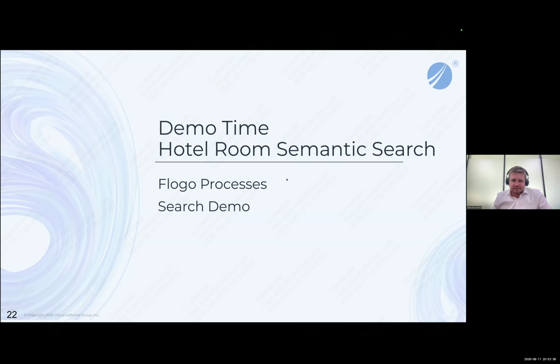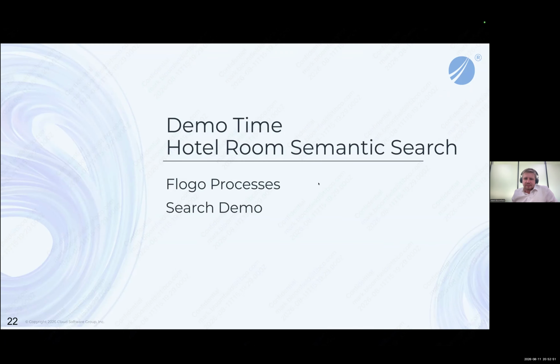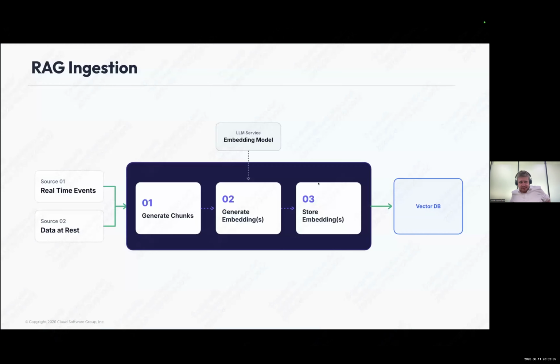Okay, so to finish off today's session, we're just going to do a quick demo on a RAG use case, which in this case is a hotel room semantic search. As part of that, we'll be using Flogo, and we'll also be using the OpenAI platform to handle the RAG services. But some of you may not be quite familiar with what RAG is, so this is a very quick introduction into the concept.